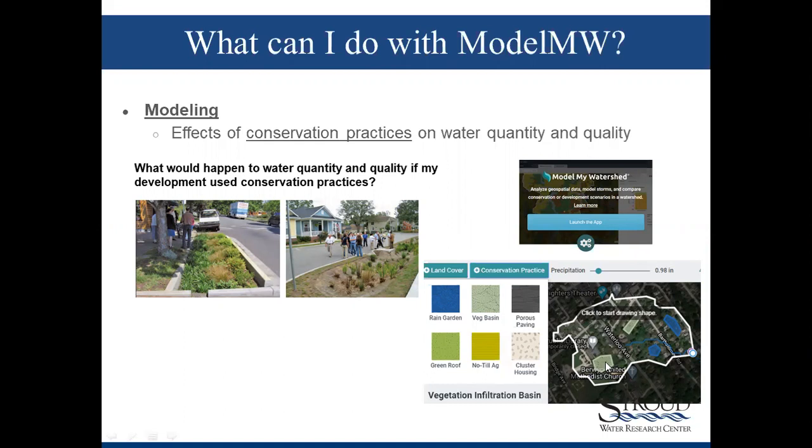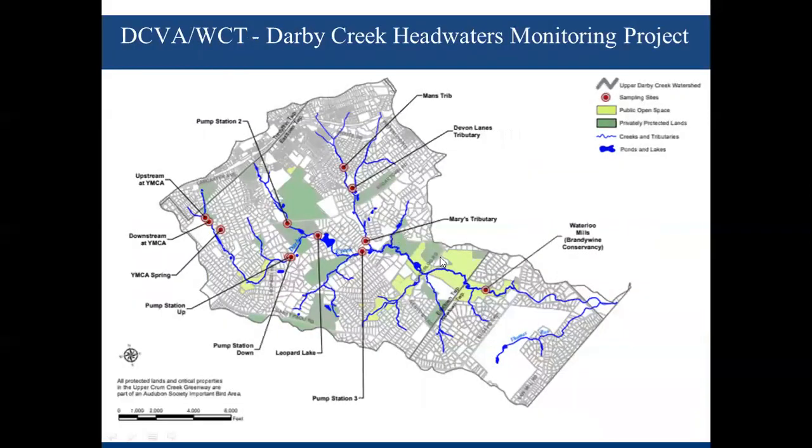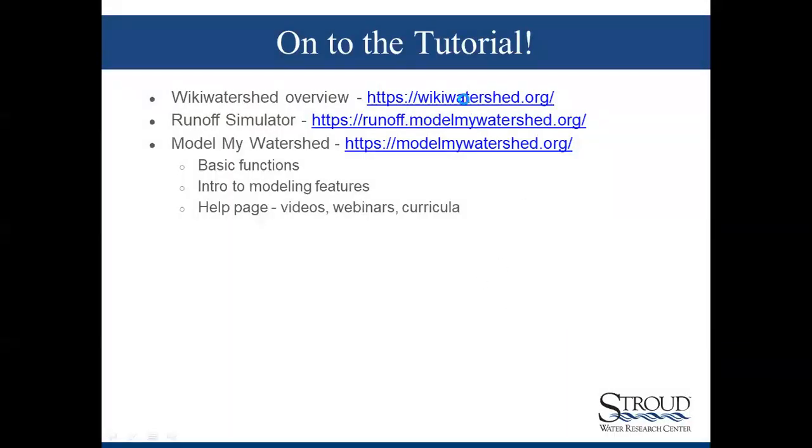So same thing here, you draw those in on your map, and then it'll model that information and give you a feed out on what the water quality and quantity will be. So just returning to this map, I'm going to go in now into Wiki Watershed, and then we'll go to Model My Watershed, and I'm going to delineate, I'm going to trace out this exact watershed in Model My Watershed. So I'm going to click here.